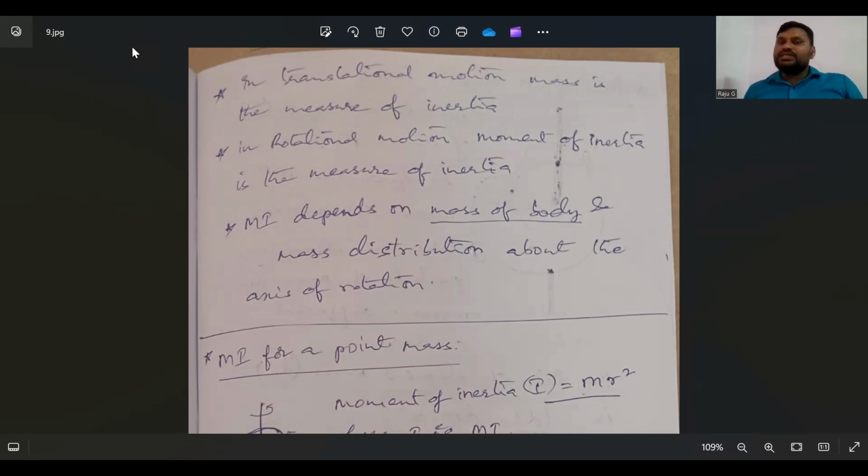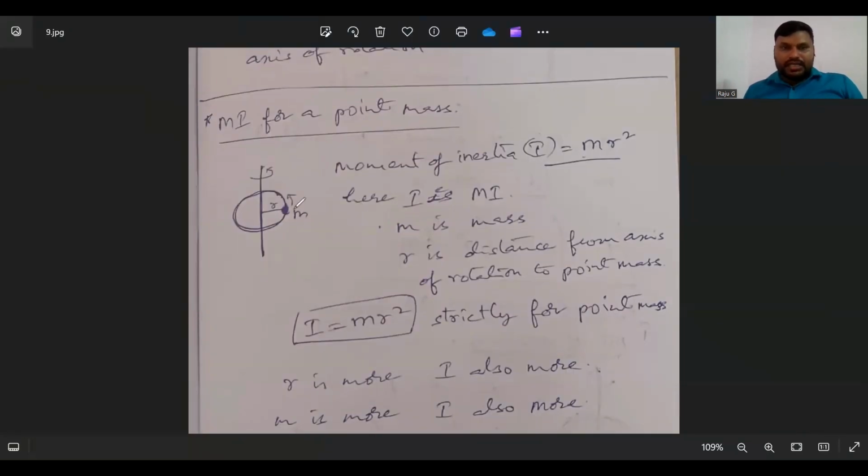Moment of inertia depends on, very important sentence, moment of inertia depends on mass of the body and mass distribution about the axis of rotation. A point mass M rotates about an axis as shown in this picture, and the point mass is at a distance r from the axis. Then the moment of inertia I is defined as mass into square of the distance from the axis to the point, mr square.